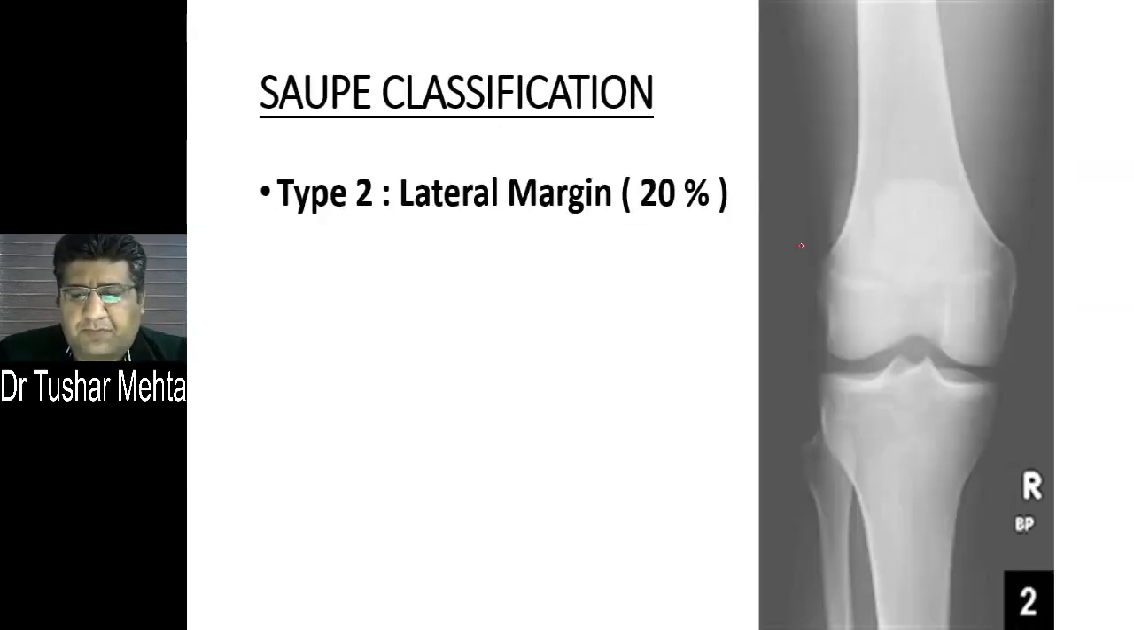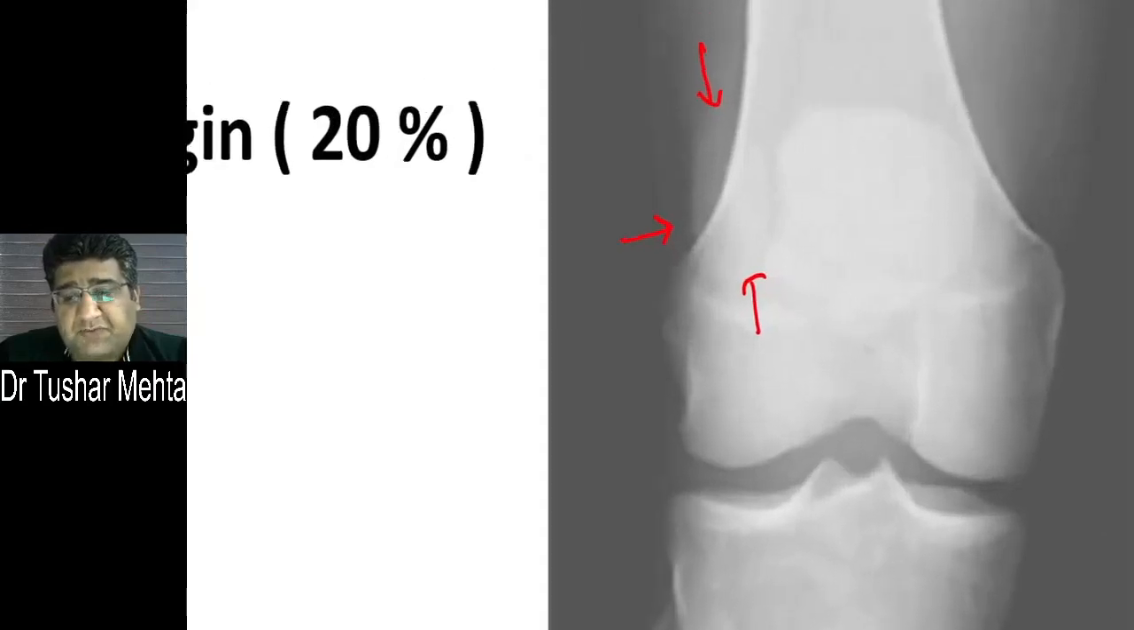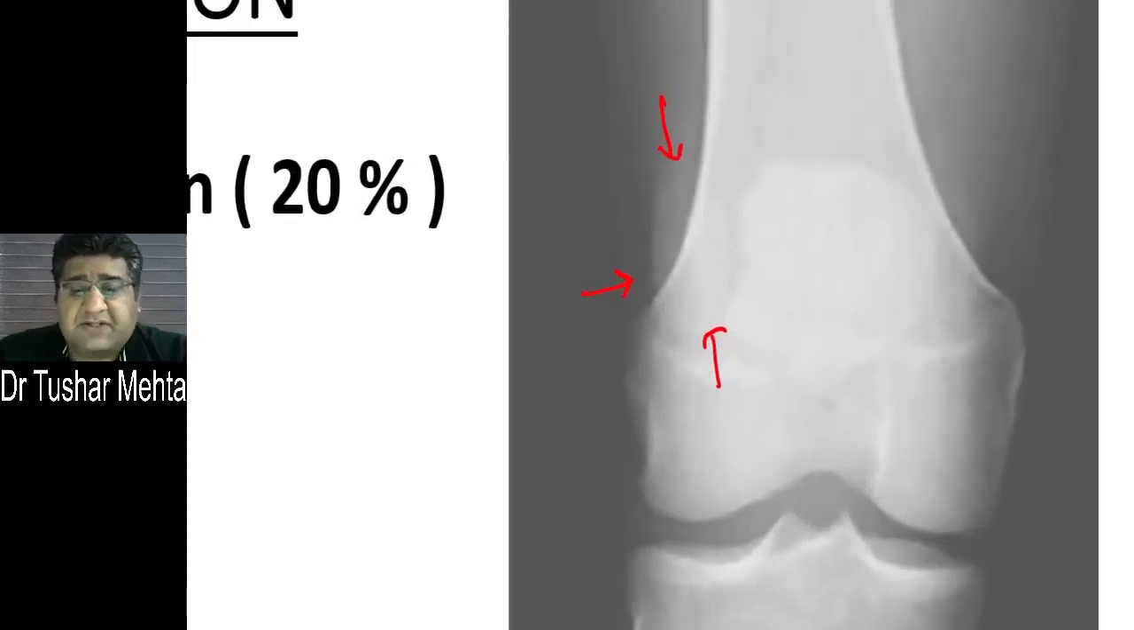I hope that you appreciate this as well. Lateral margin. Some people have messaged me, when I take live lectures for PG residents, saying, sir, this is the supralateral thing. No. Type 1 was inferior pole, type 2 is lateral margin. This is lateral margin. This is around 20%. You can see the classical round convex borders.